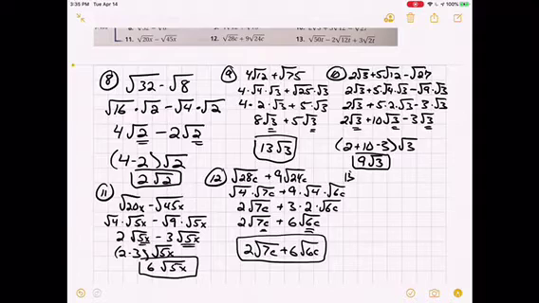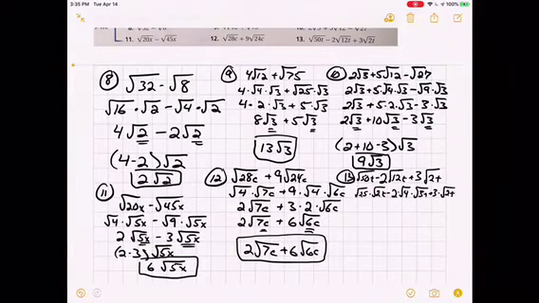Moving on to number 13. So we have the square root of 50t, minus 2 times the square root of 12t, plus 3 times the square root of 2t. So 50 is 25 times 2, so we'll do the square root of 25 times the square root of 2t. And then 12 is 4 times 3, so that's minus 2 times the square root of 4 times the square root of 3t. And then that's going to be plus 3 times the square root of 2t. We can't do anything with that last term.